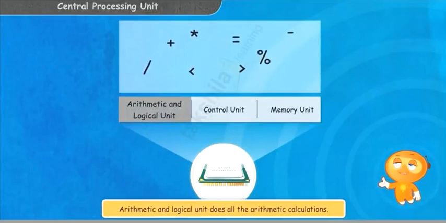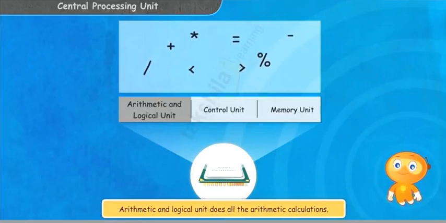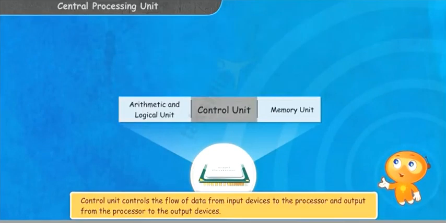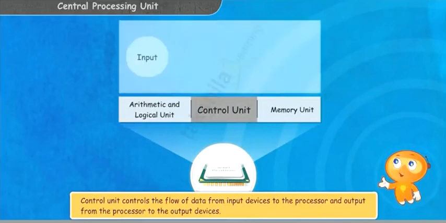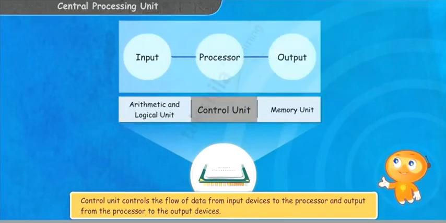The arithmetic and logical unit does all the arithmetic calculations like addition, subtraction, multiplication, division, and comparisons. The control unit controls the flow of data from input devices to the processor, and output from the processor to the output devices.